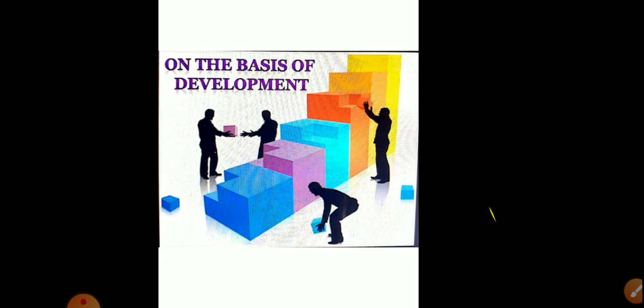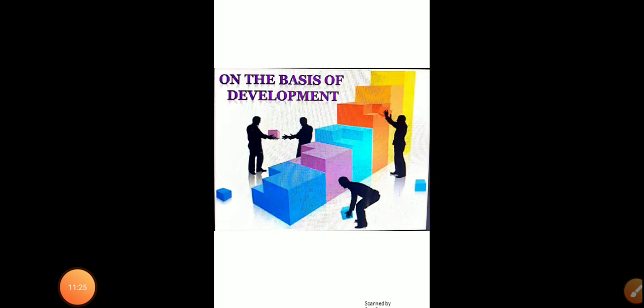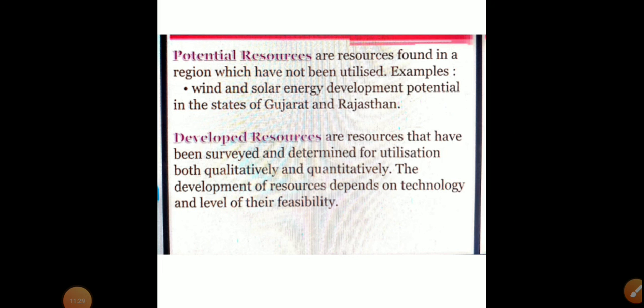Next and last classification is on the basis of development. This category we will also divide into 4 parts. First is potential resource, second is developed resource, third one is stock resource, and fourth one is reserve resource. Now, first of all, we will talk about potential resources. Potential resources are found in a region but have not been utilized due to lack of capital, technology, skill, etc. That will become potential resources.